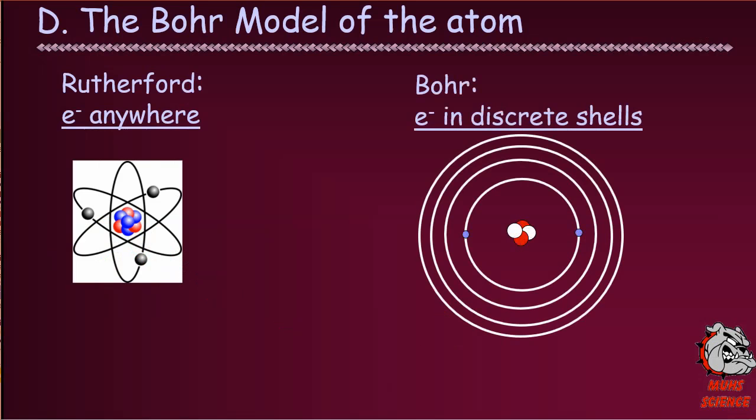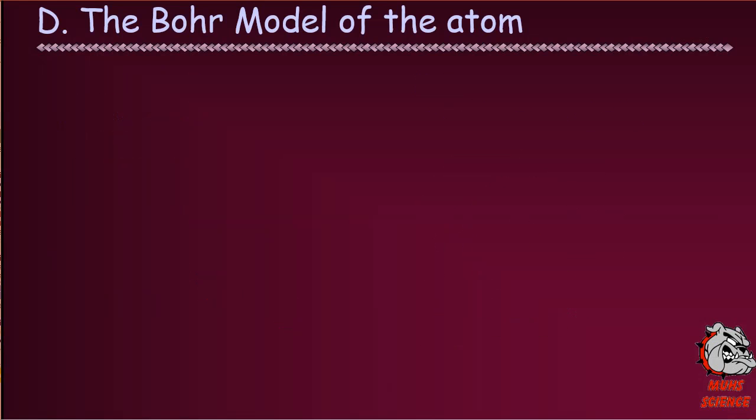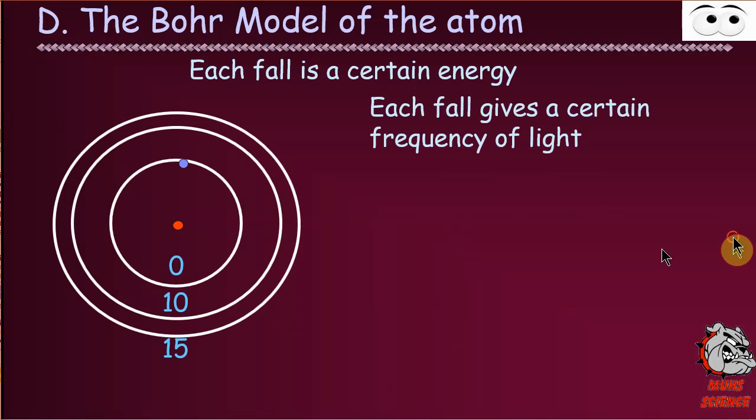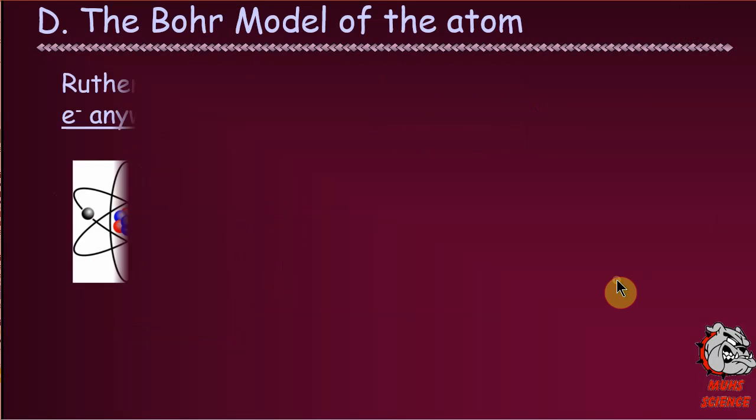In the example I just gave, if the energy coming in was not exactly 15 units, nothing happens. If it's 13 units, nothing happens. If it's 17 units, nothing happens. It has to be exactly 15 units in order for this to happen.